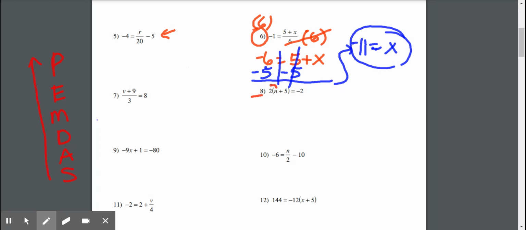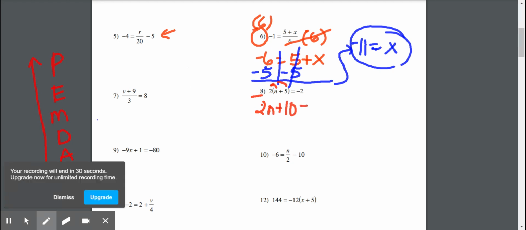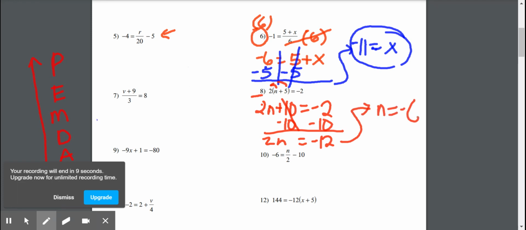When we have parentheses and a number in front, we can always multiply or distribute that number in front to both terms. 2 times n is 2n. 2 times 5 is 10. And so we still have negative 2 on this other side. We still need to get n by itself, so we would subtract 10 on both sides. We're left with 2n equals negative 12, and then divide by 2 on both sides. We'd be left with n equals negative 6.